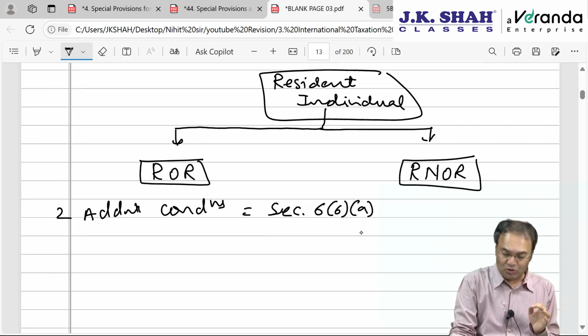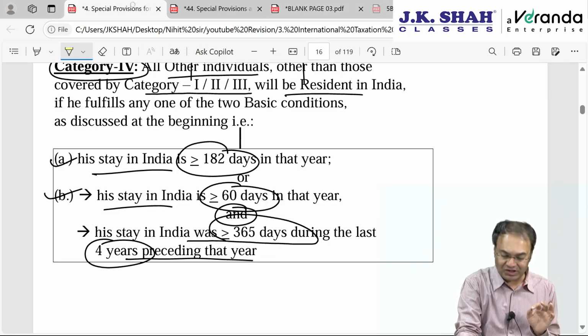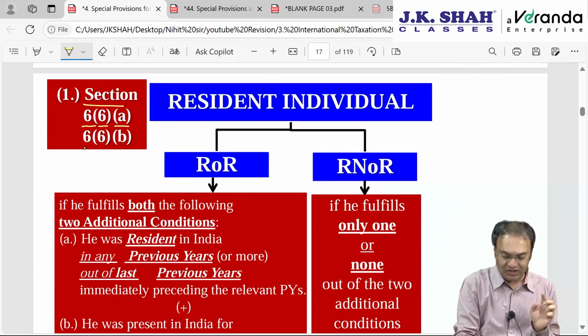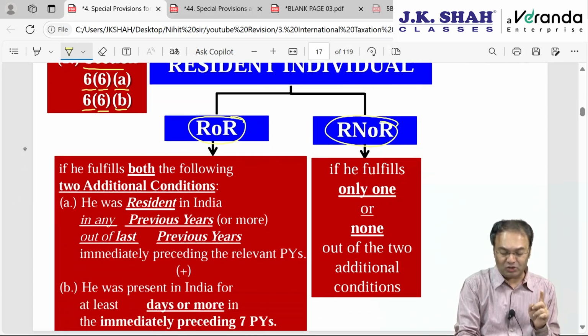Subclause A, subclause B. One by one we will be discussing. Proceeding further, section 6 clause 6 subclause A, section 6 clause 6 subclause B. A resident individual may be ROR or RNOR. Which are the 2 additional conditions?